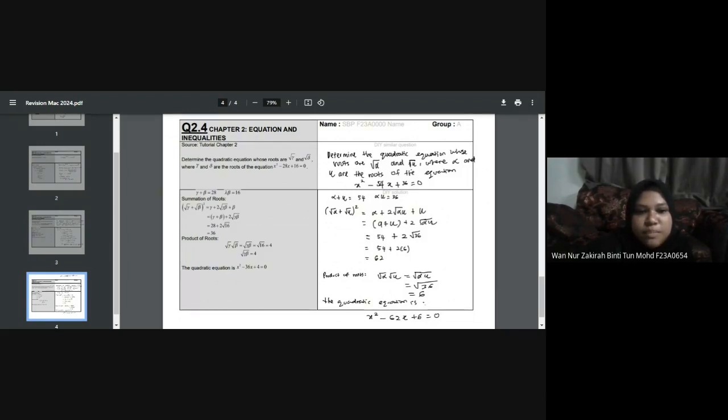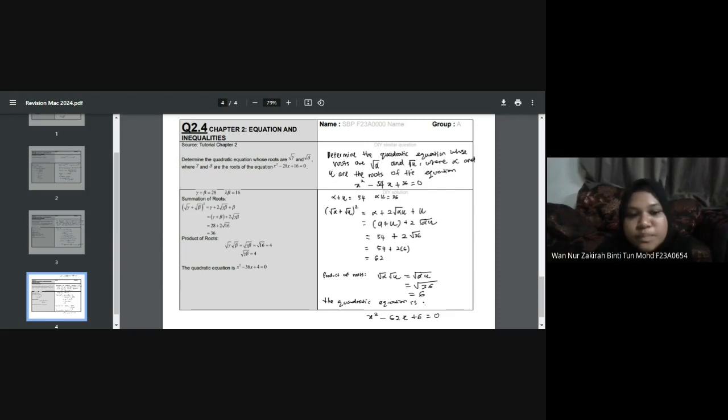So we expand, we got alpha plus 2 square root alpha mu plus mu. So alpha plus mu, we can combine in brackets, plus 2 square root alpha mu. Alpha plus mu we can change to 54 from our equation above, so we put 54 plus 2 square root of 36. We can change alpha mu to 36. So we just calculate it and we got 62. So 62 is our sum of the roots.